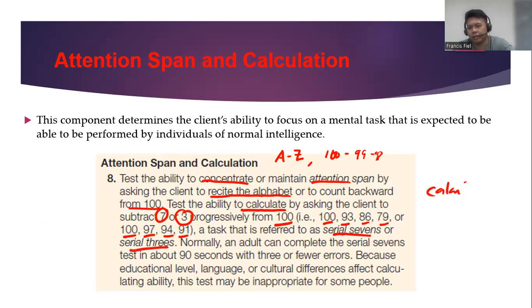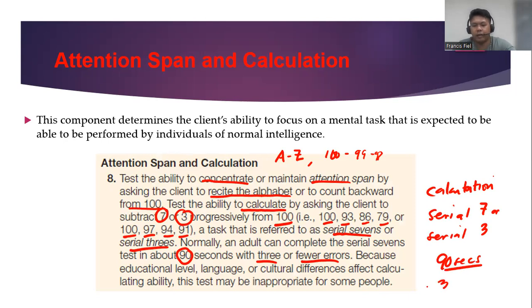So, when you say calculation, you have your serial 7 or serial 3. All right? Serial 3s. Okay? Now, normally an adult can complete the serial 7 in about 90 seconds with 3 or fewer errors. All right? So, ibig sabihin, 90 seconds with less than 3 errors, no?